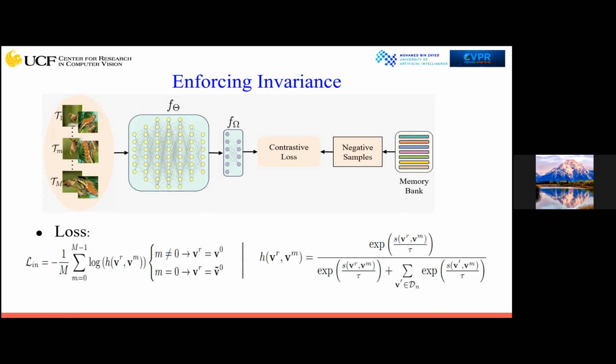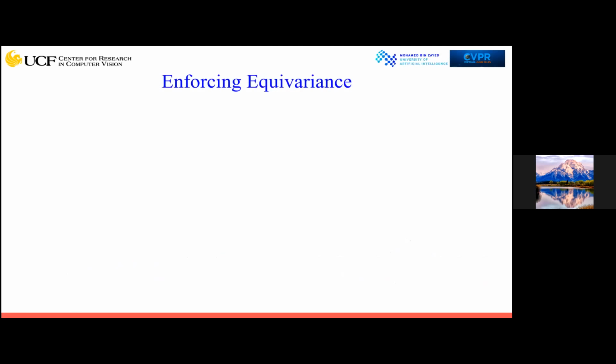Another problem is that here on the right side, the negative samples. How do you choose the negative samples from the memory bank? Yeah. So if this is the image, then all are positive. Every other image is negative. So that's the way it works. Okay. Thank you.